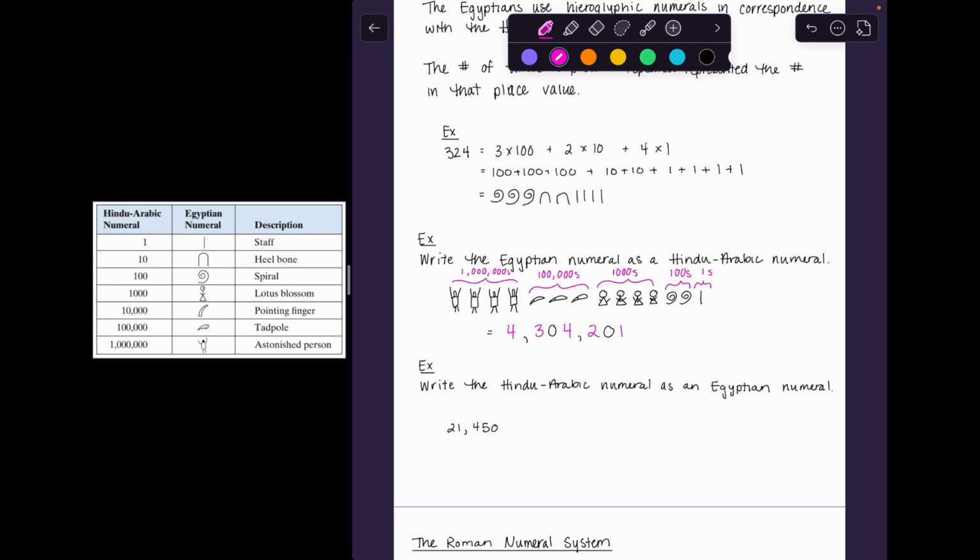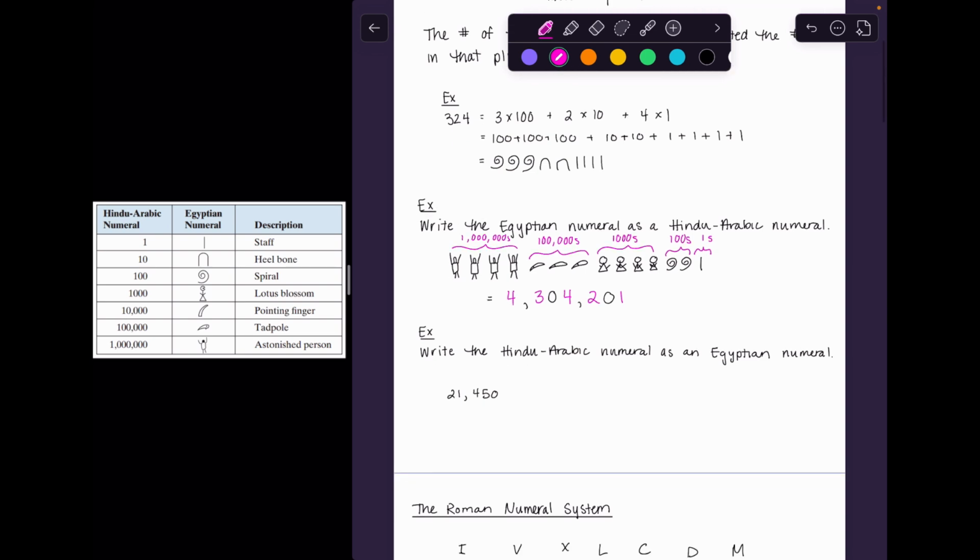Okay. So we'll do the same thing again, but this time I'm not going to break it down based on placeholders. Really, I'm just going to dissect it right away. Starting out with my 2, which is going to be in the 10,000s position, that symbol is the pointing finger. So I'm going to draw 2 pointing figures. Do your best to draw these out. But I have 2 10,000s.